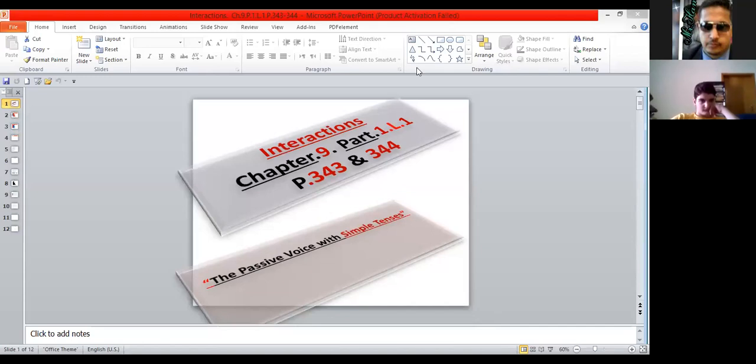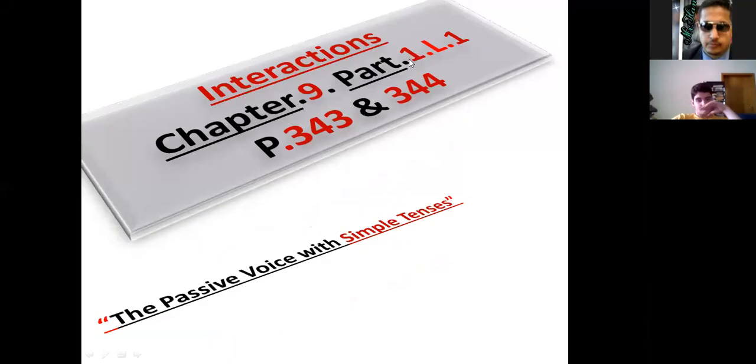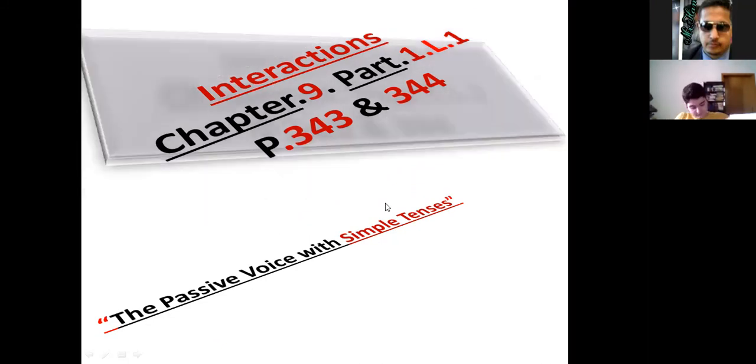Today we are going to complete our study of the passive voice with simple tenses. Just pay attention with me. At first we will make a revision for this part, then we are going to complete our answers for the practices. Chapter 9, Part 1, pages 343 and 344, the passive voice with simple tenses. We are going to complete the practices that we didn't finish, practice 2 and 3.